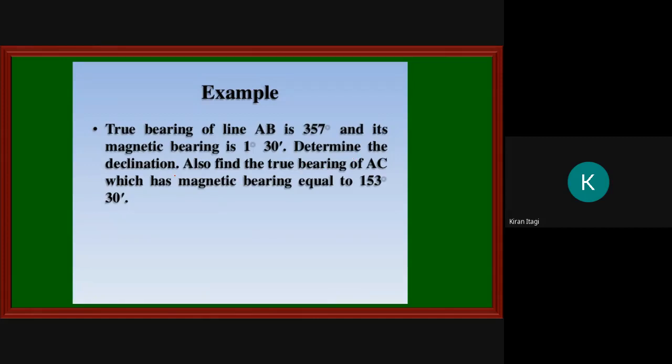Second part, also find the true bearing of line AC, which has a magnetic bearing equal to 153 degree 30 minutes. Then you don't have delta. How will you find the delta? Delta you have already determined in the first part. How much was it? 4 degree 30 minutes.